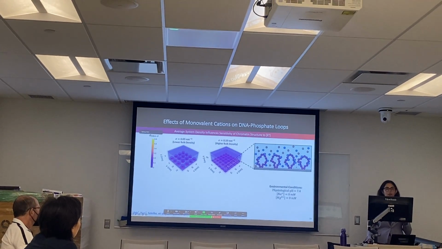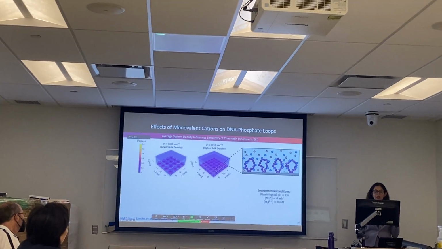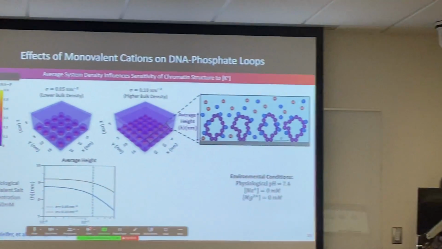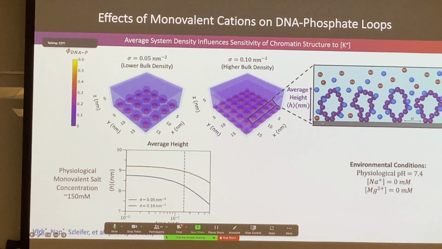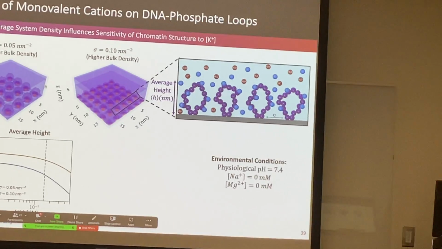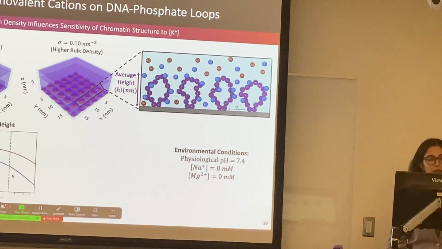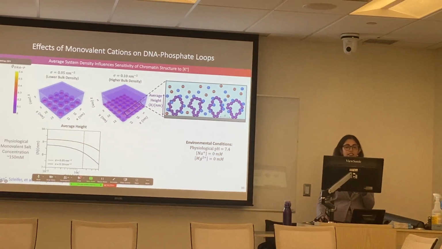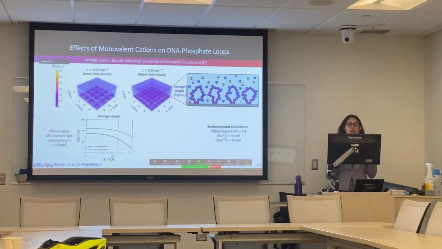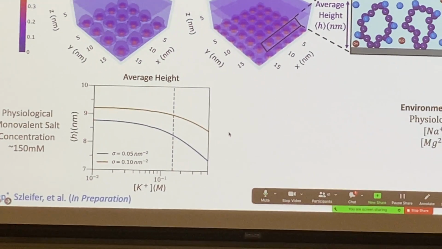You can see here that the overall three-dimensional distribution of the DNA phosphate density is pretty different for lower versus higher bulk densities. We can also see that structural parameters, such as the average height, which is the distance between the engrafted polymer and the top of the polymer loop layer, are also very different between these two conditions. Interestingly, we see that for both systems, after about 100 millimolar potassium concentration, which is very close to physiological monovalent salt concentrations, the height is pretty sensitive to changes in potassium concentration.